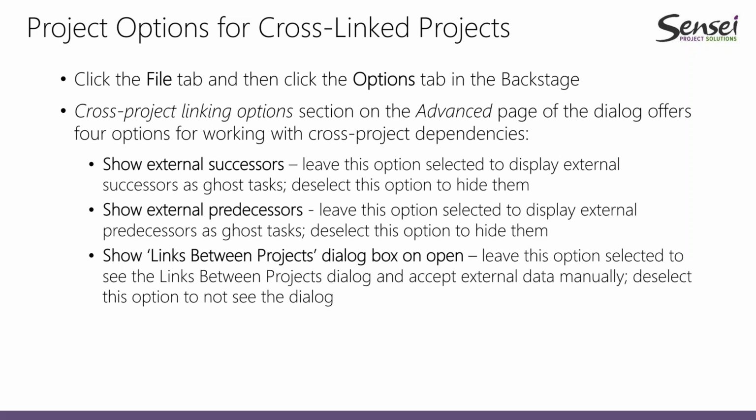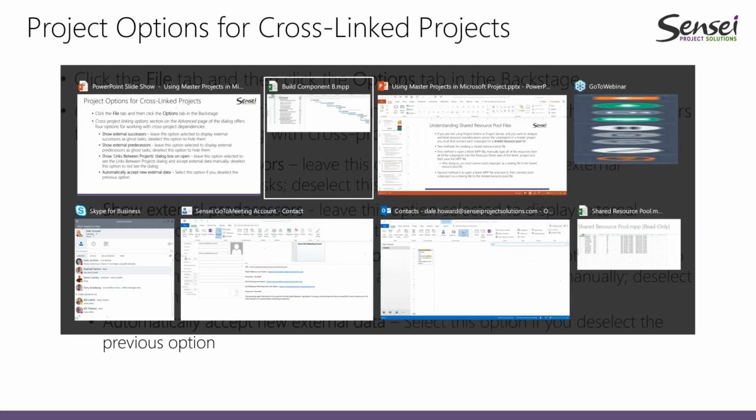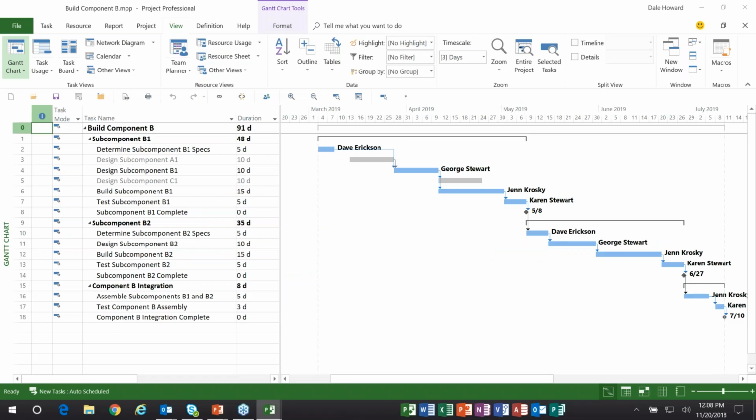Now, if you don't select this checkbox, then there's one more checkbox option that will display, automatically accept new external data. And folks, you do need to select that option. If you don't have show link between projects dialog on open, if you don't select that, you've got to choose the other one. So let me show you where these options are in our component B project.